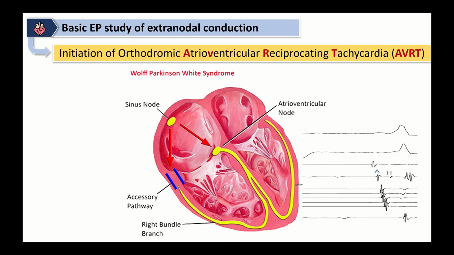The accessory pathway no longer conducts antegrade because of the very early atrial extrastimulus, so it is in the refractory period. The impulse will go down through the AV node, then retrograde conduction through the accessory pathway, initiating orthodromic accessory pathway mediated tachycardia. This is the summary of the EP study.